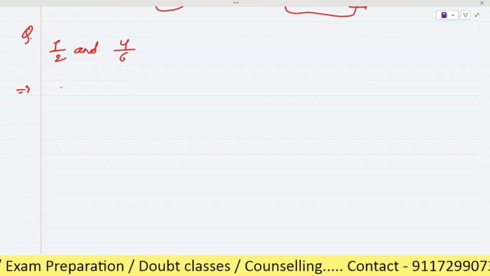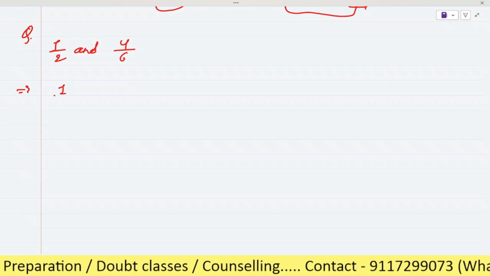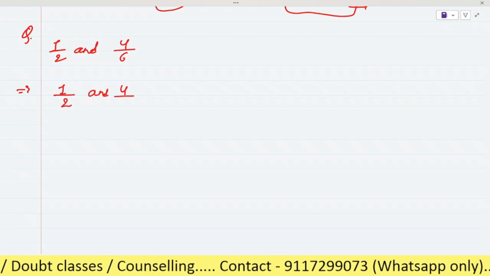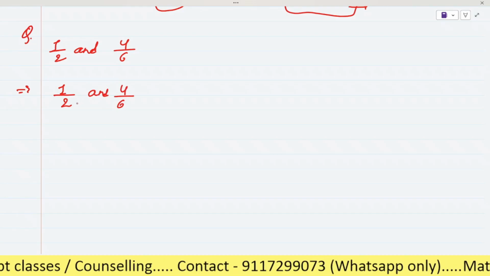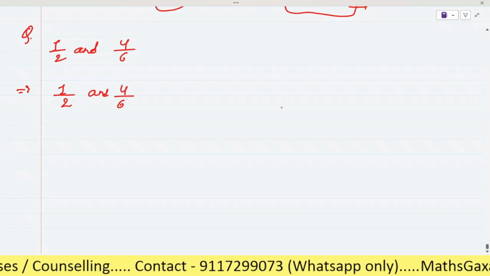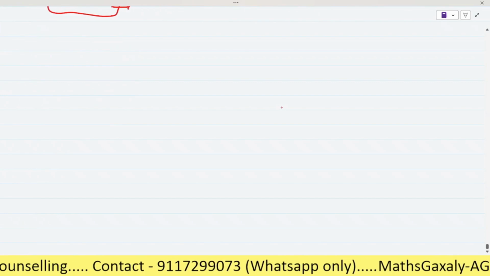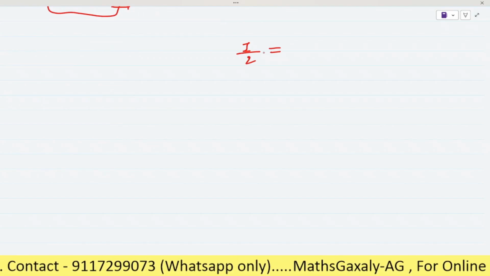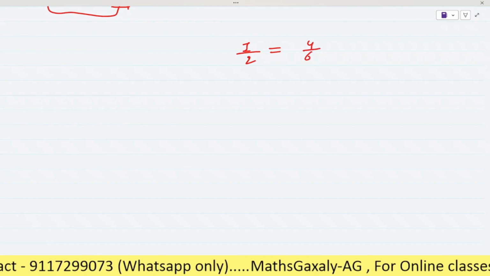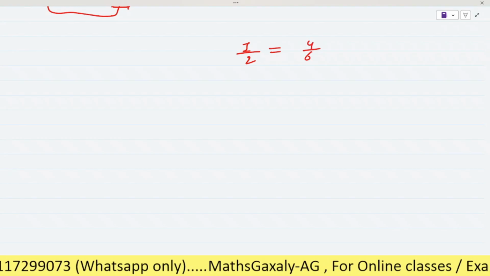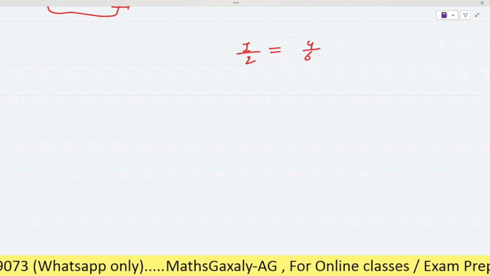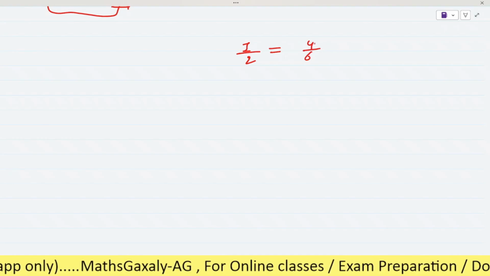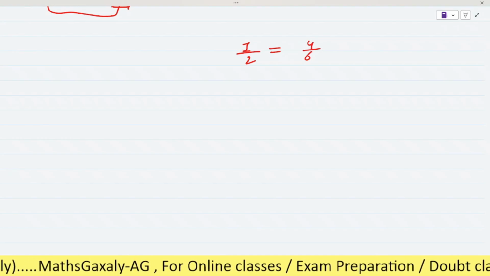Whenever this comes up, we have to do it like this. 1 by 2 and 4 by 6. Here we will do the cross multiplication. I'm explaining here in rough, so you do not have to note this down. Here we have 1 by 2 and 4 by 6 are equal. You have to multiply 6 and 1, and 2 and 4. Very good. We will suppose that they are equivalent fractions.